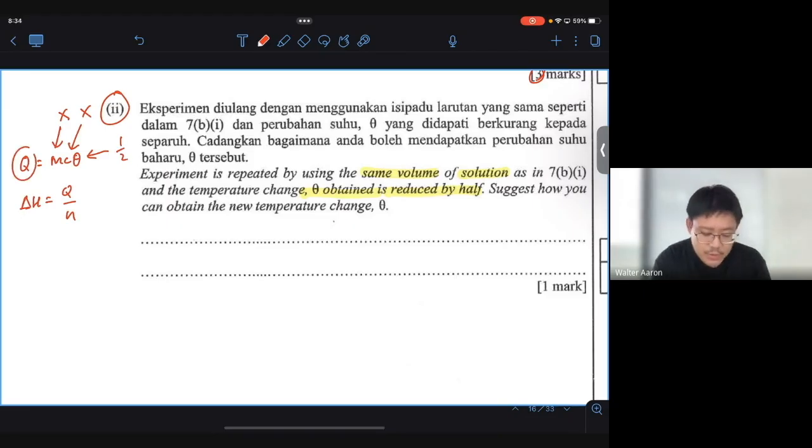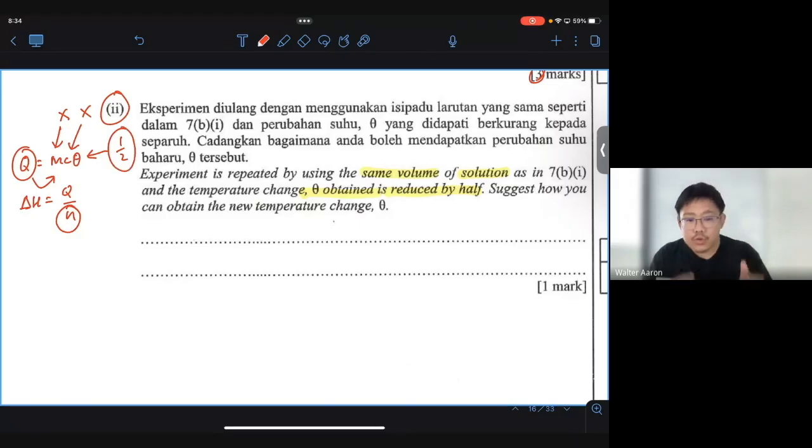You can't change the Q because the Q is dependent on all these factors. So which comes back to the same point. The only thing you can change now is the N. Right? So if the N is the only factor you can change here, what affects the N? Concentration. You understand? So in order for you to get back the same value, because you have half the theta already, isn't it? What you can do is you can also halve the concentration of both solutions.